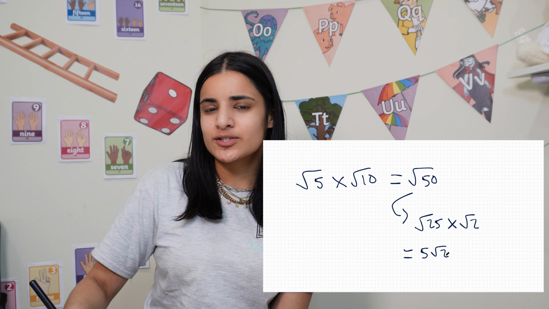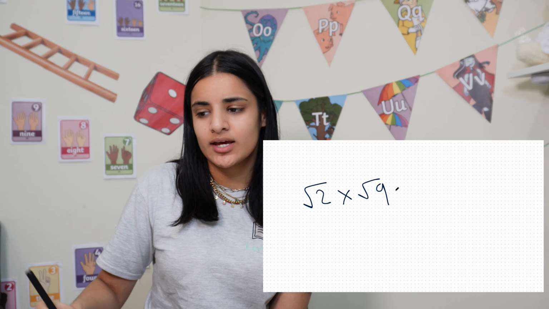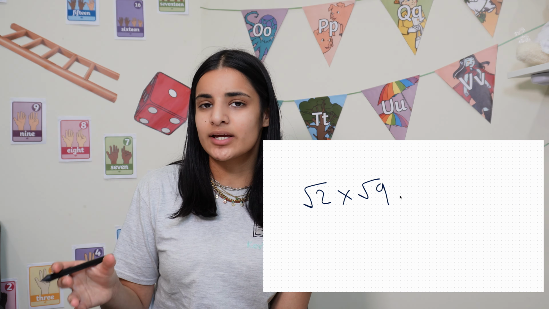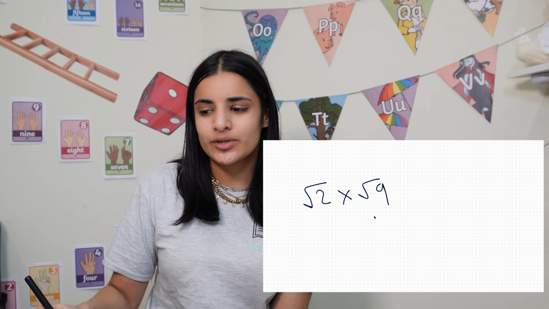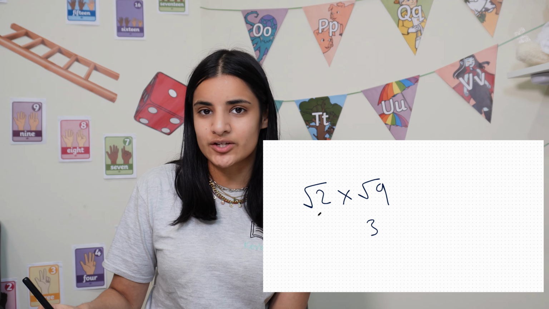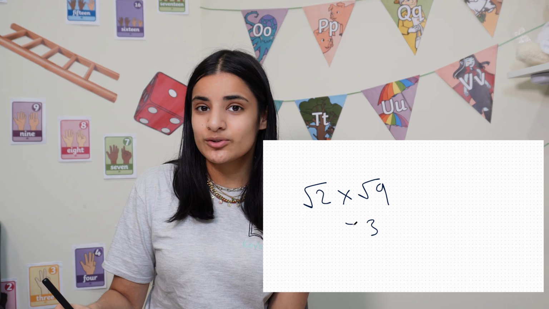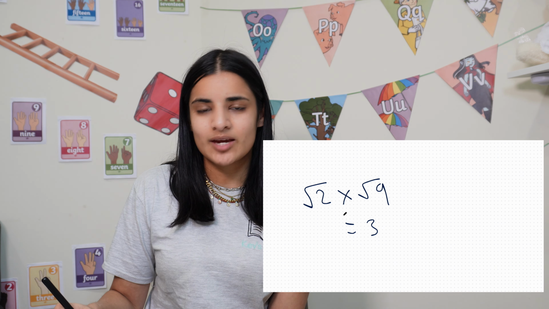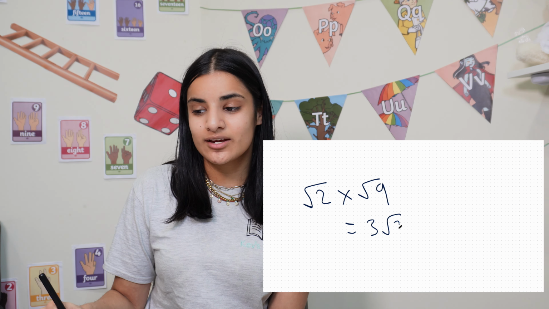But what if we had two surds like this? Root 2 times root 9. Now, we could go ahead and just multiply these surds together and then simplify, but if you can see, we know that root 9 is a perfect square. So we can just go ahead and simplify that straight away and turn it into 3. And we know that root 2 is a surd, so we just skipped a whole step and we can go straight to the answer, which is 3 root 2.